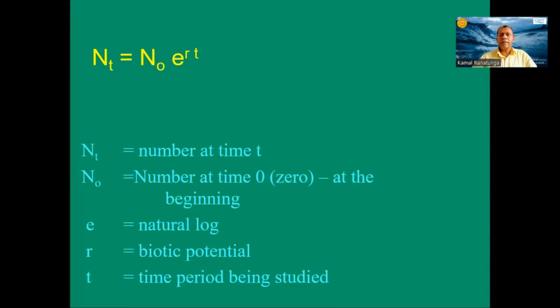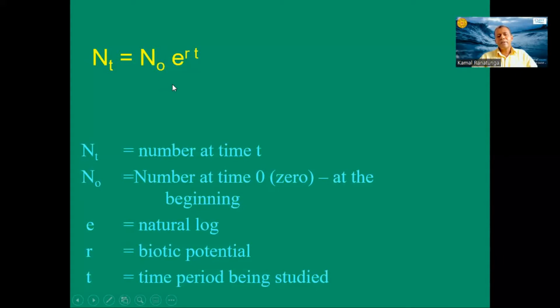If you have done biomathematics in your first year, you know how to do this one. But this is a little bit complicated for someone not familiar with mathematics. Just forget about how this comes from. It's the same equation, but written in an integral way. And Nt means the number at any given time. N0 is the initial population size at the beginning.